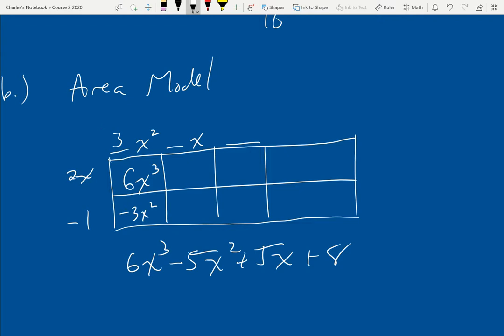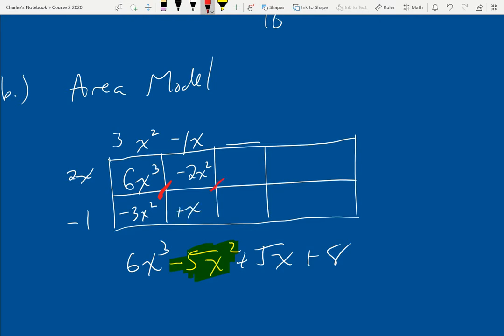And then I'm thinking these two things are going to be like terms, and they have to give me what this term is down here, which is negative 5x squared. So what's going to go in there? It's going to have to be negative 2x squared. So what's going to have to go here to give me negative 2x squared? Well, that would be negative 1x. Okay, and then that's going to give me plus x.